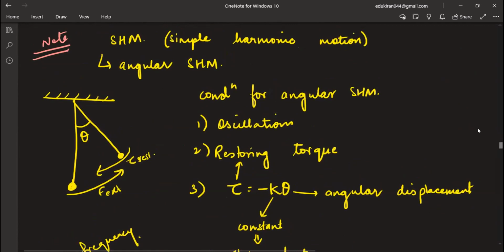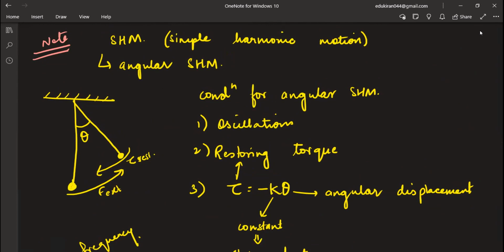See, SHM, that is simple harmonic motion. So what we are going to do is revise the basic angular SHM and the conditions for angular SHM. From this part, you don't have to write down all the theory. It's just a very, very brief recap for all of you, since it's not been a very long time that you have studied this lesson, as your class 11 got over this year only.